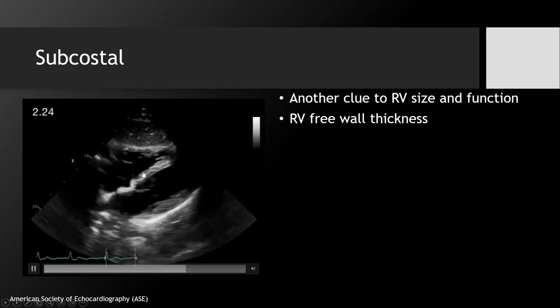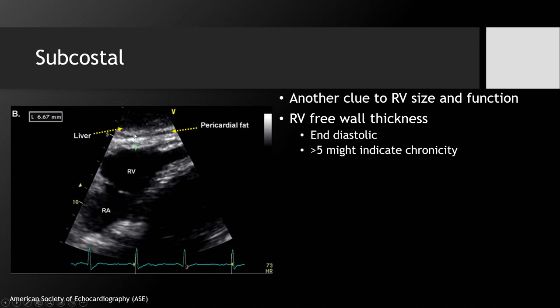This is also one view where you can look at RV free wall thickness. That's over here, but you have to look really closely so that you're not mixing it up with the liver, you're not mixing it up with pericardial fat, and you're really just measuring RV free wall thickness at end diastole, not at systole when it's thickening on its own, but at end diastole.